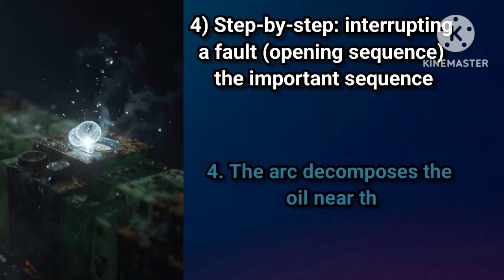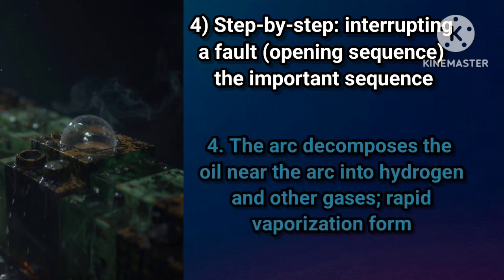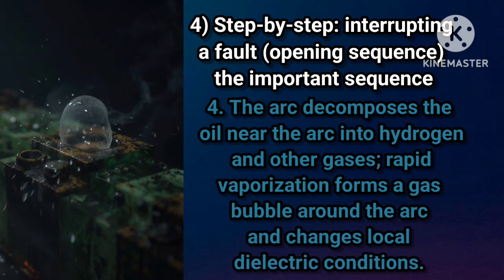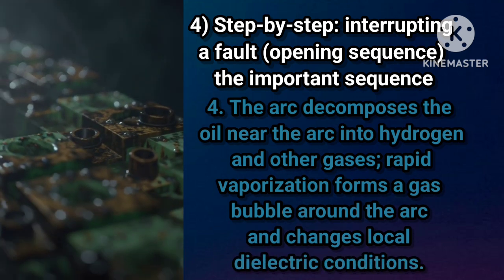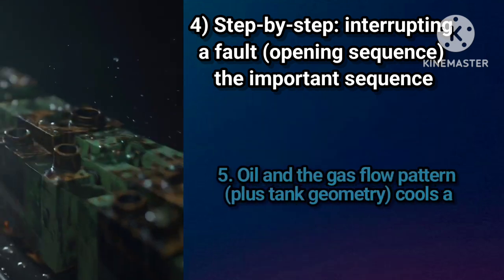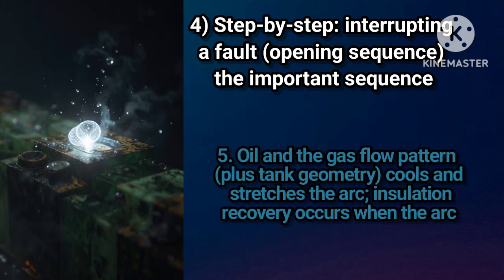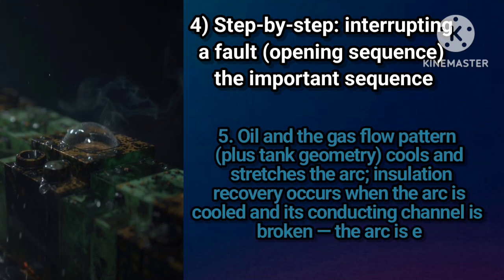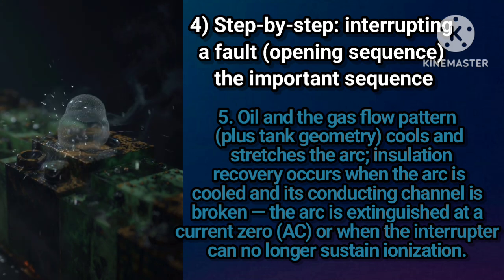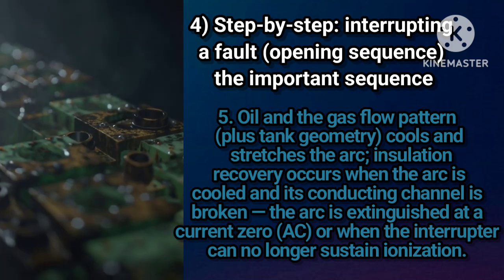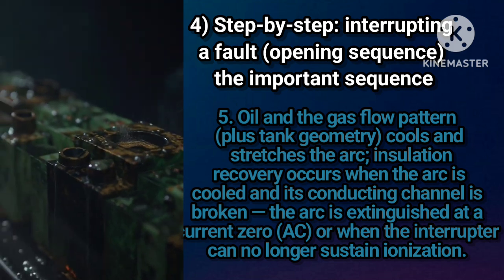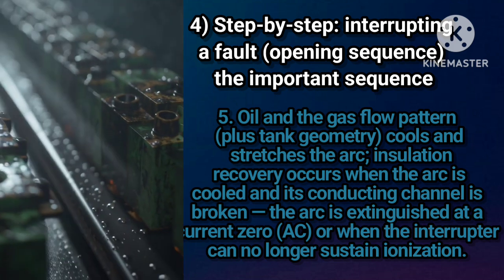4. The arc decomposes the oil near the arc into hydrogen and other gases. Rapid vaporization forms a gas bubble around the arc and changes local dielectric conditions. 5. The oil and gas flow pattern, plus tank geometry, cools and stretches the arc. Insulation recovery occurs when the arc is cooled and its conducting channel is broken. The arc is extinguished at current zero, in AC, or when the interrupter can no longer sustain ionization.